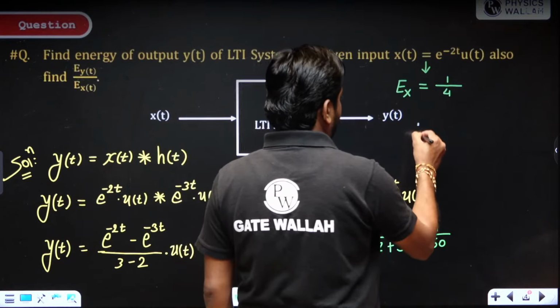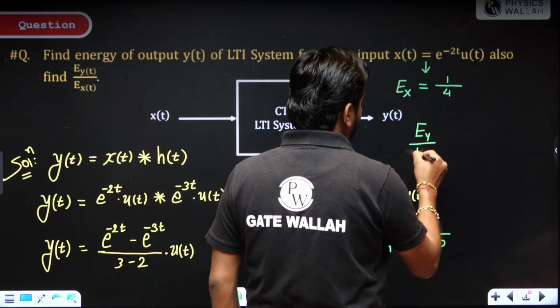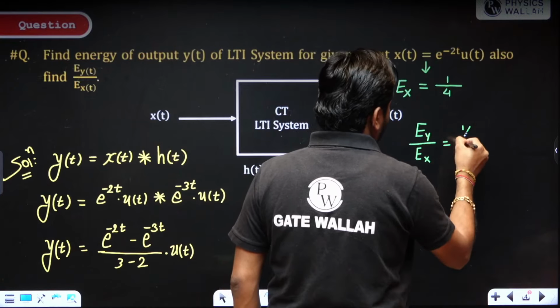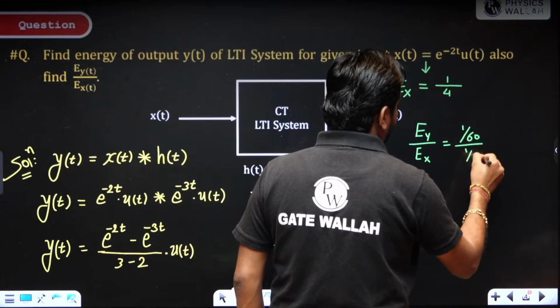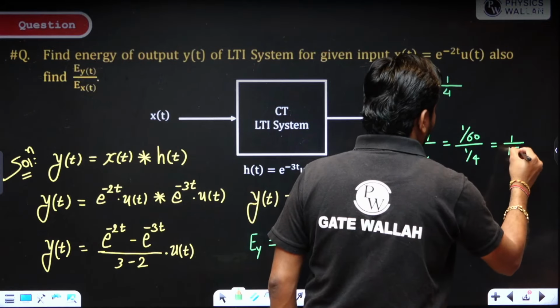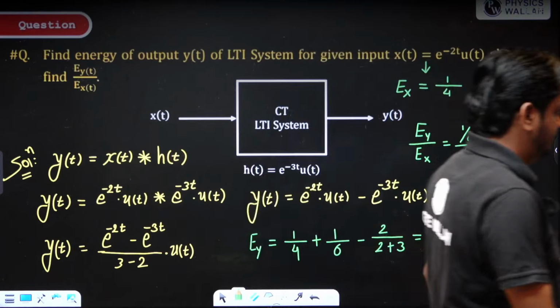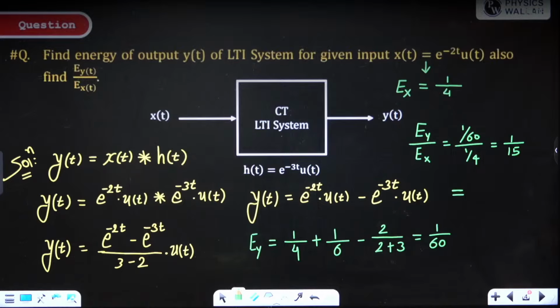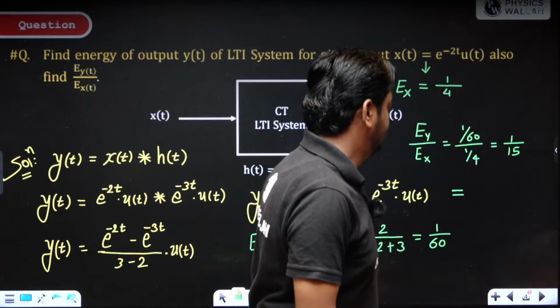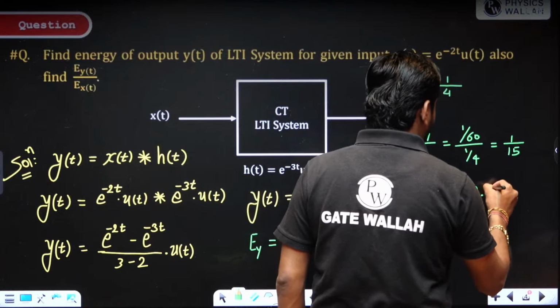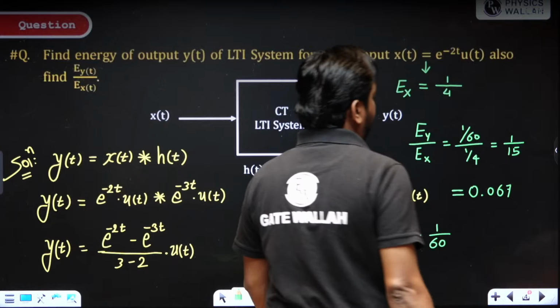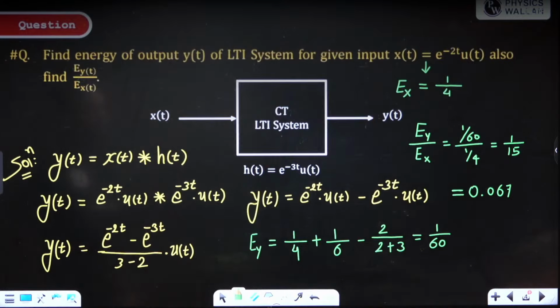Now they are asking the ratio of energy of output signal to the energy of input signal. So this is 1 upon 60, this is 1 by 4. You will get 1 by 15. It's a numerical answer type question. So tell me the final answer. 1 upon 15, guys. Just tell me the numerical value. So here 1 upon 15, guys. So 1 divided by 15, 0.067. So the final answer is 0.067. Okay, so in this way they can ask the question.